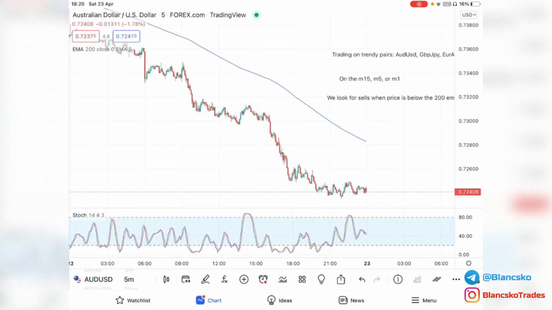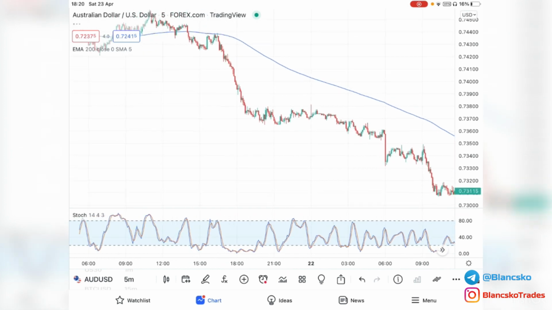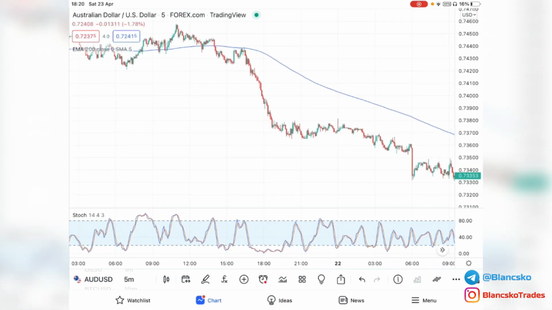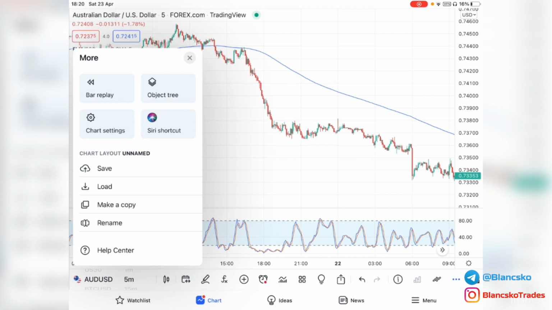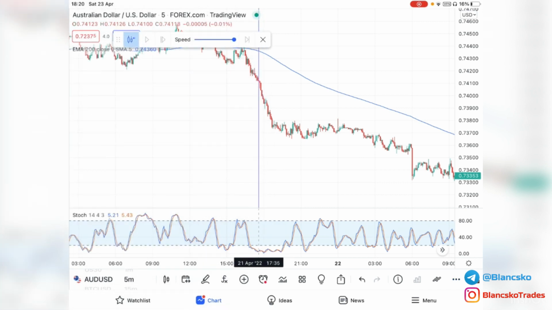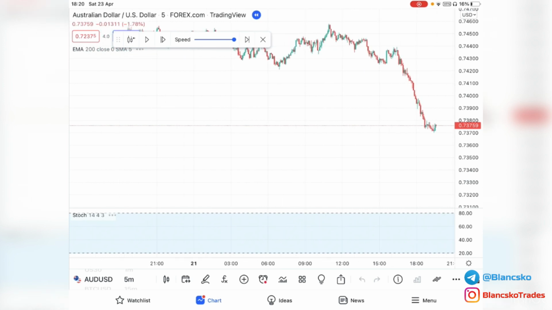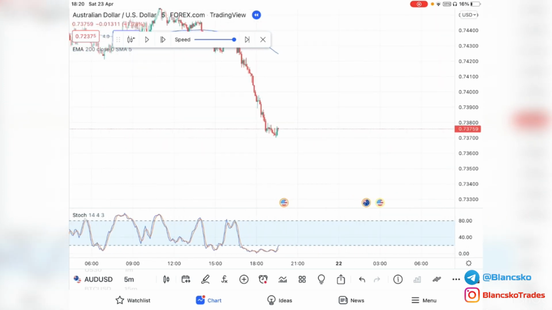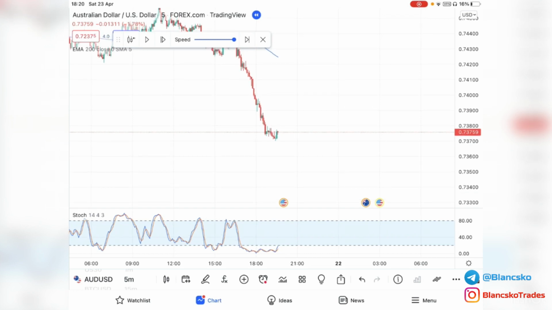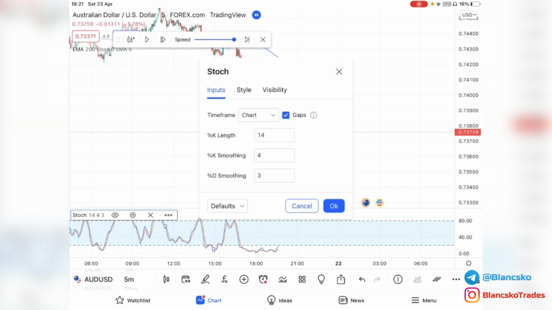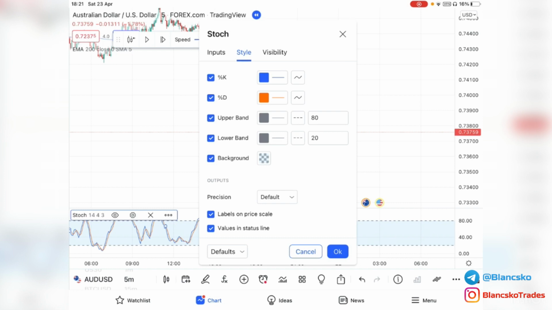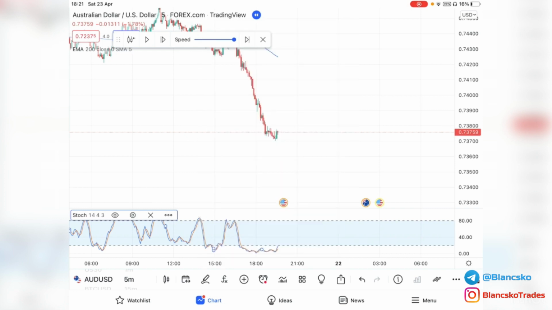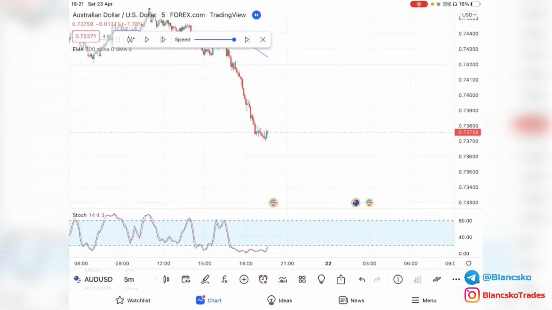Okay, so now let me show you a couple of examples for some sells. Okay, so I'm just gonna use the bar replay, and I'm gonna start from here. Okay, so let's say we just jumped in the market and now we want to see some setups. Okay, so for me to enter a sell, I want to see the stochastic above the 80 line to enter sells, and I want to see the blue line crossing the orange line on the stochastic. Okay, that's my entry confirmation.